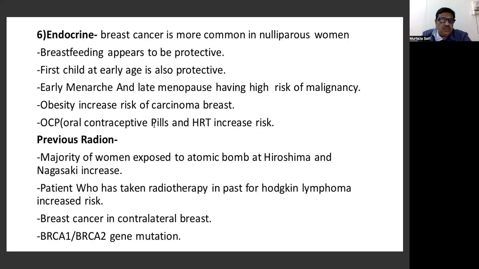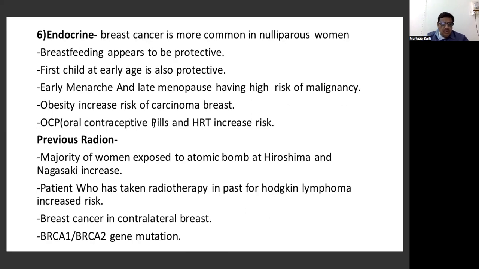Endocrine: breast cancer is more common in nulliparous women. Breastfeeding appears to be protective. First child at an early age is also protective. Early menarche and late menopause have a high risk of malignancy. Obesity increases risk of carcinoma breast. Oral contraceptive pills and hormone replacement therapy increase the risk.